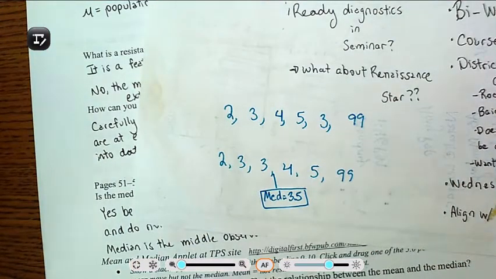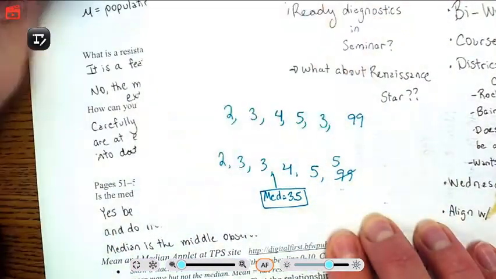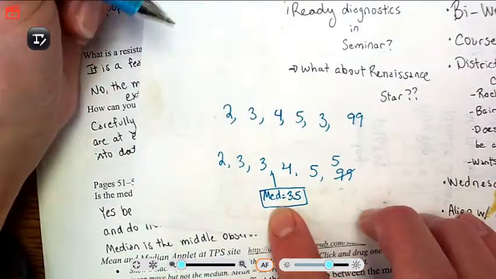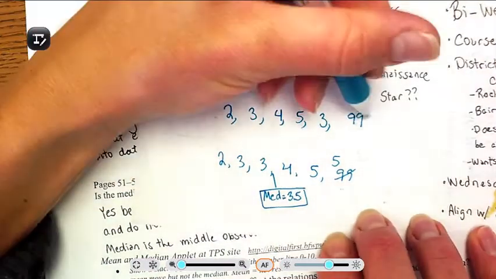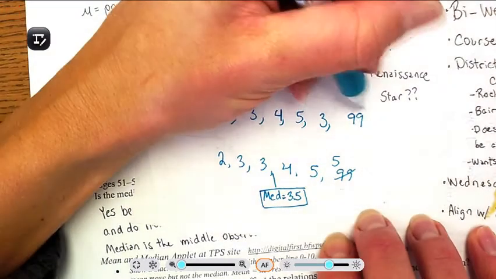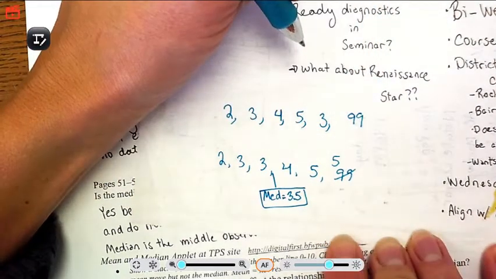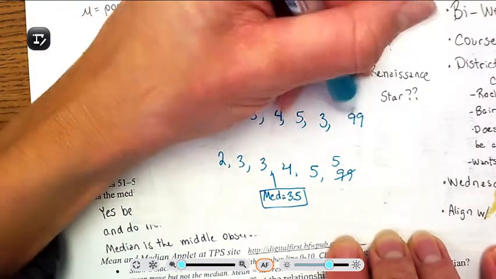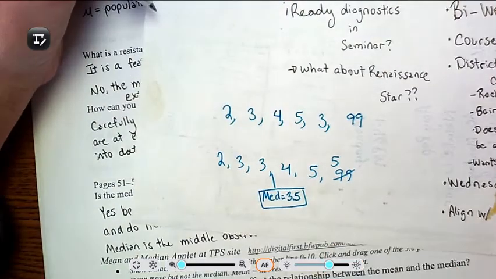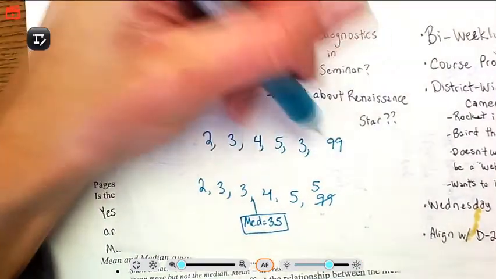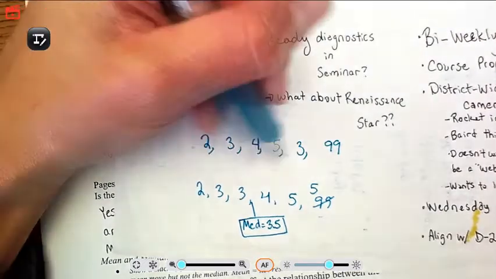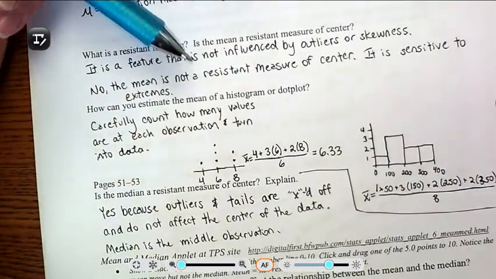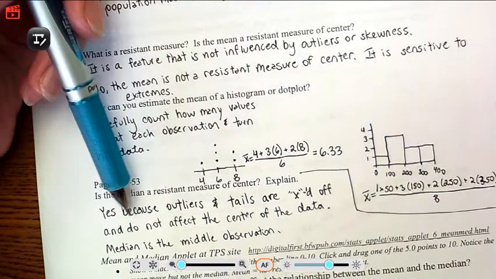Okay, now if that person was just a 5-year-old, that wouldn't make a difference on median. And on mean, though, that would make a difference if we took off 94 years from that person's age. Okay, so mean is affected by extreme values, median is not. So we call it a resistant measure of center.